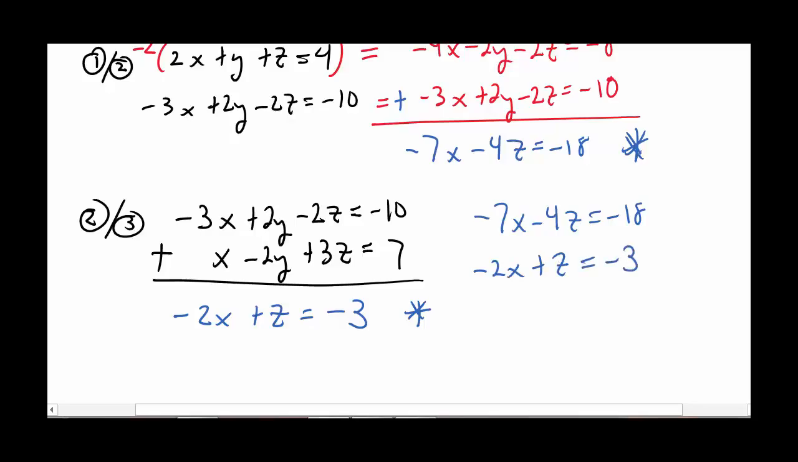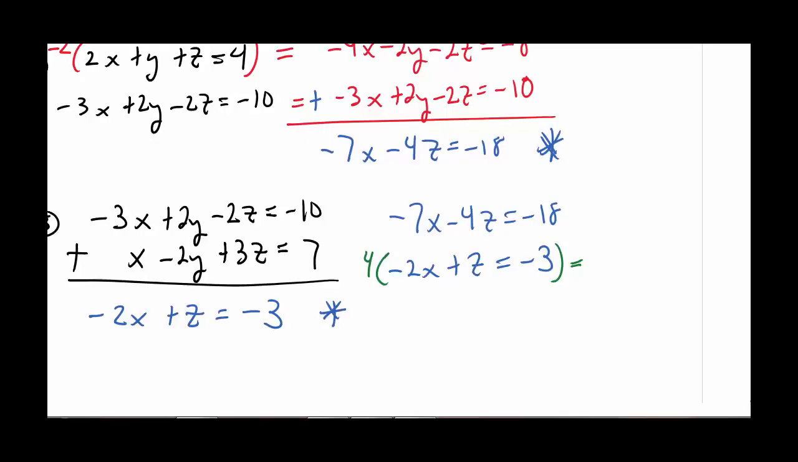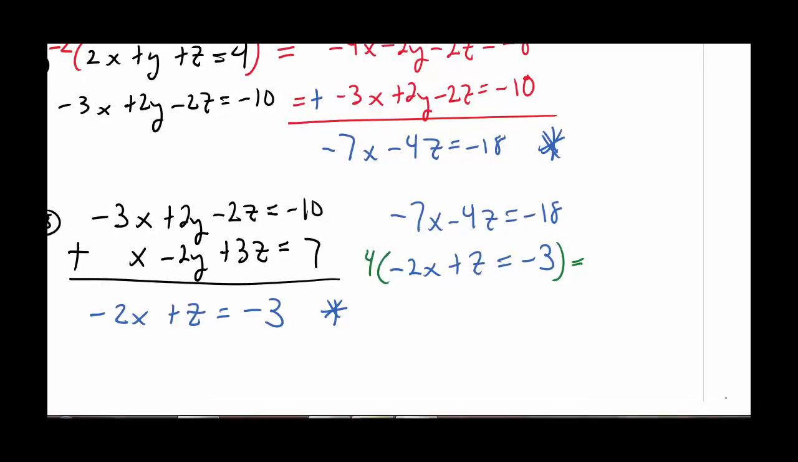Okay, so now I get to decide what I want to do. If I want to go elimination, substitution, I see that if I multiply this bottom equation by 4, that'll allow the z's to cancel out. All right, so let's do that. Let me kind of scroll this over here. All right, so that would be negative 8x minus 4z equals negative 12.